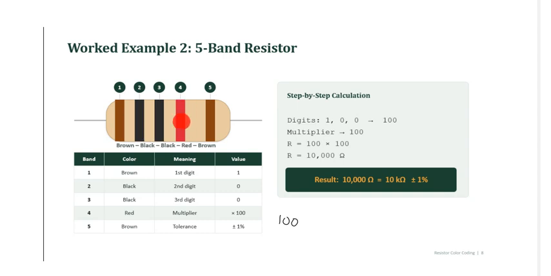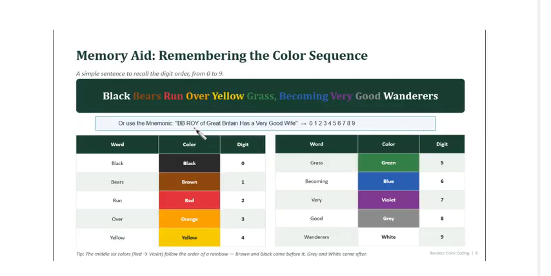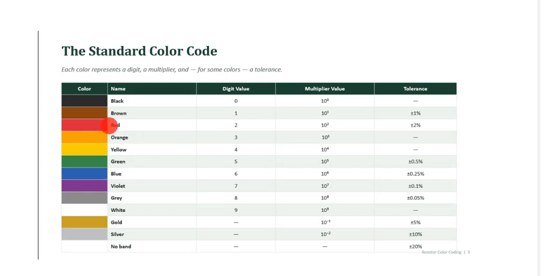Then the next one, which is the fourth band, is the multiplier, and we have red. When red is serving as a multiplier, red in this case is not serving as a digit. It's not serving as tolerance. It's serving as multiplier because of its position. So the multiplier here is 10 to the power of 2.